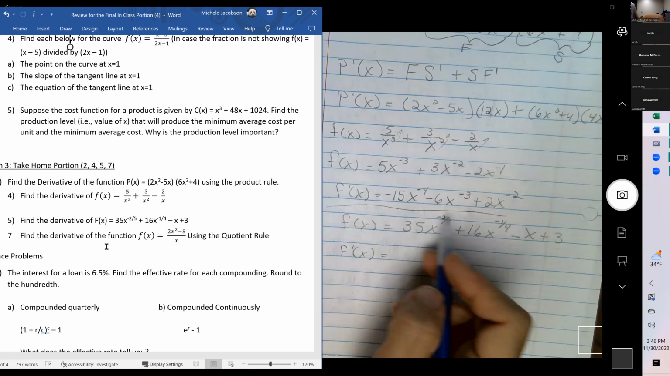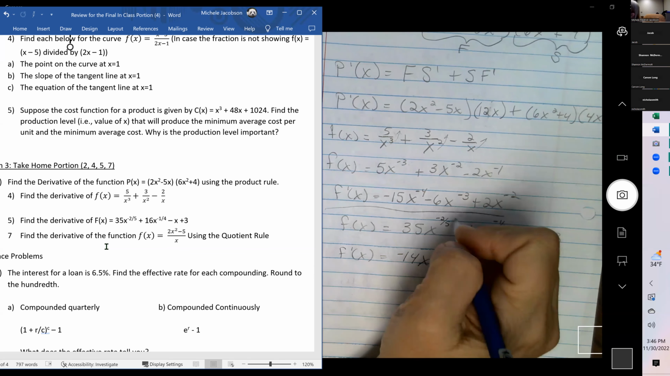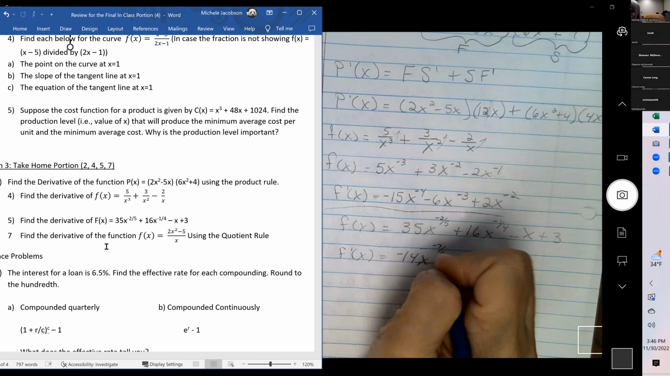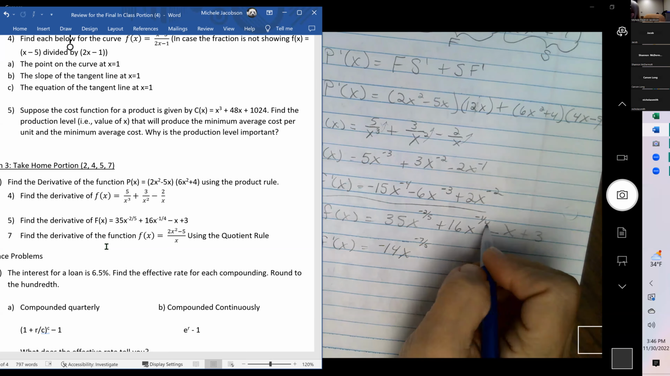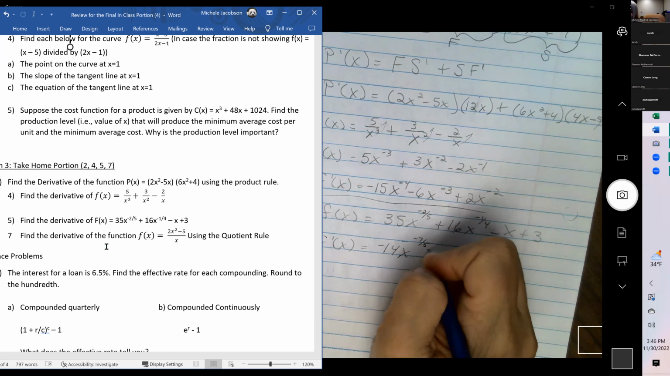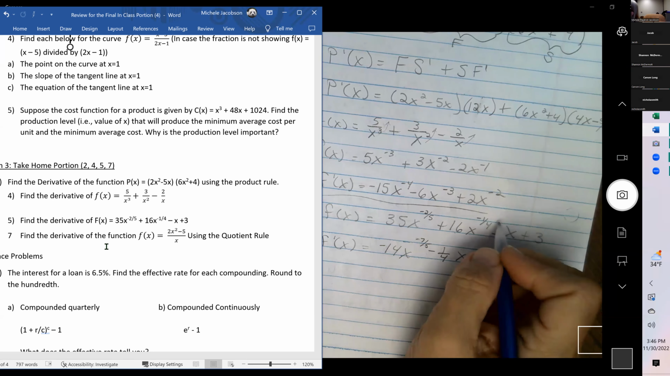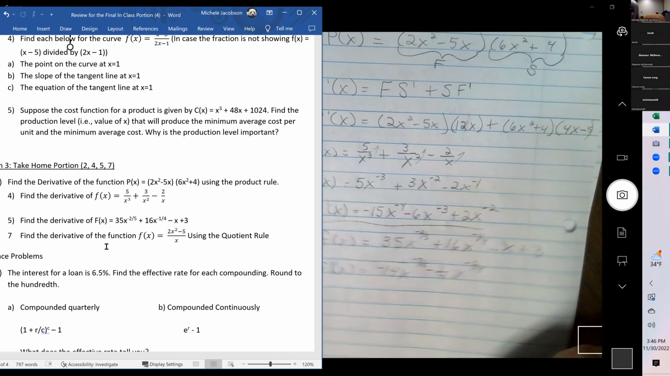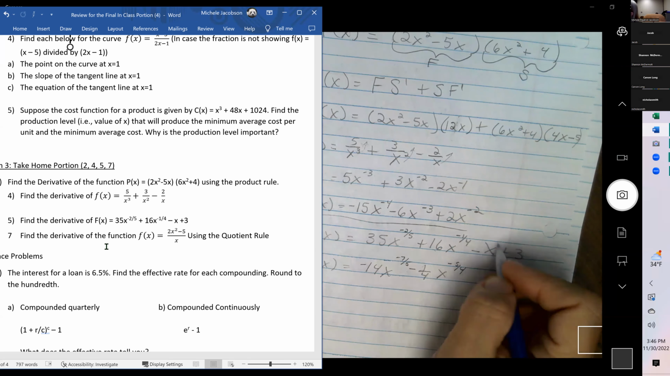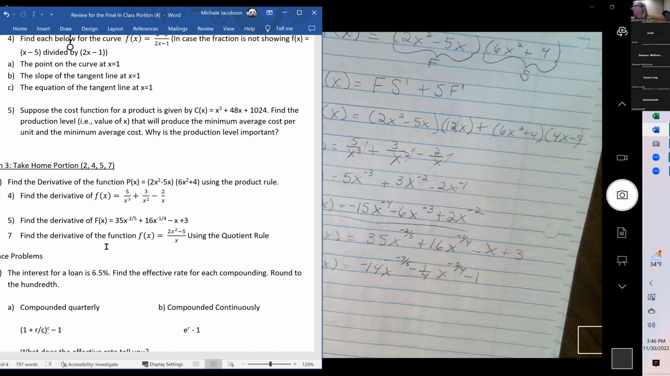-2/5 times 35 is a -14x. Subtracting 1, we get -7/5. -1/4 times 16 is a -4x, subtracting 1, -5/4. Distributing this one, -1. And 3 goes to 0. Any questions on that one?